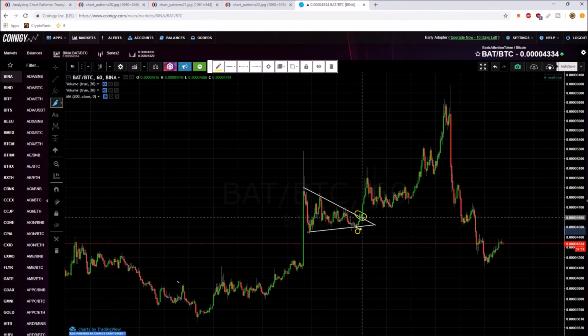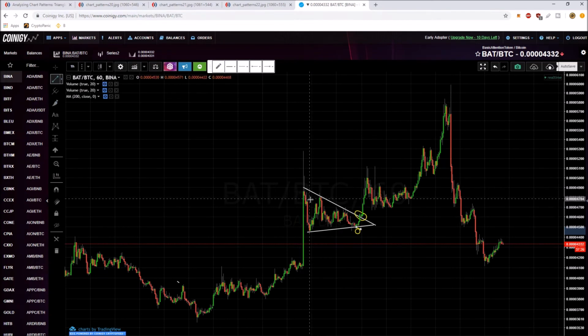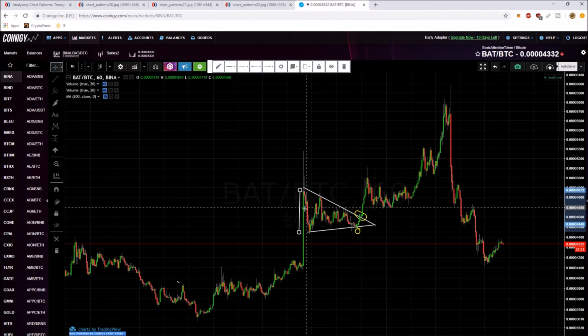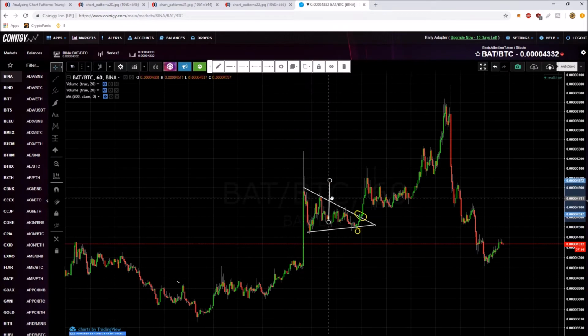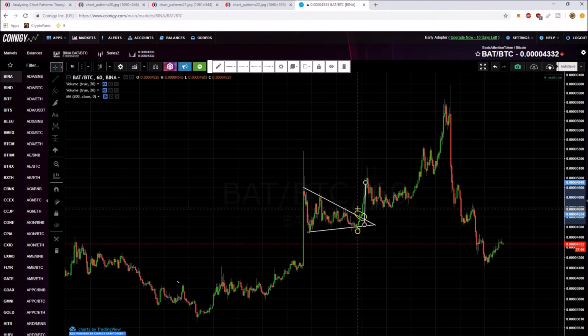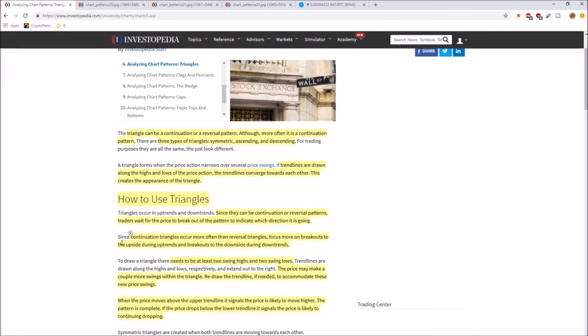If so, buy the breakout, and then basically your price target, again, with triangle patterns, really you're measuring the distance here. So the distance of the triangle at its base, and then over here, and that gives you a pretty good estimate of where you're going to get as far as the price action goes. So your target's here. Continuation triangles occur more than reversal triangles. Focus more on breakouts to the upside during uptrends, and breakouts to the downside during downtrends.